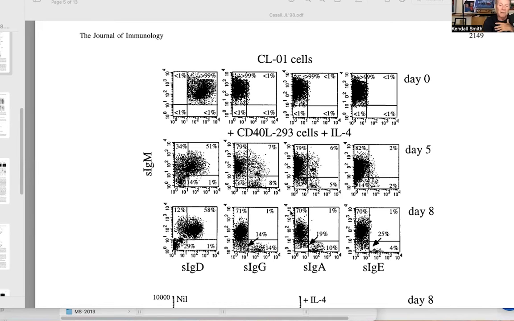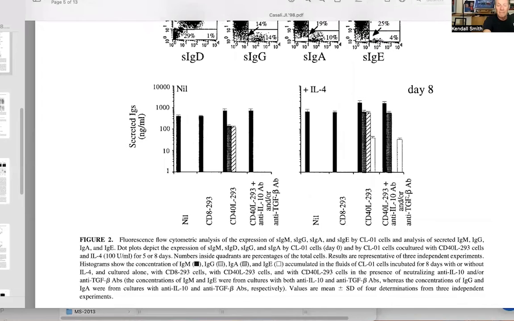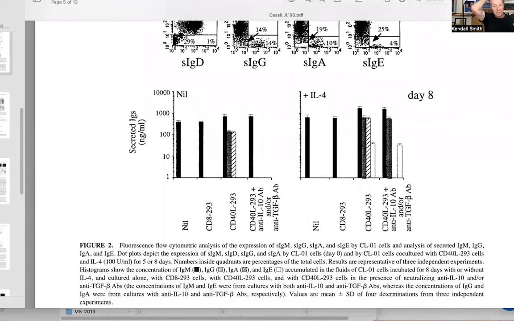That's day 5. And on day 8, you even get more of about the same of IgD, but then more IgG positive, IgA positive, and IgM negative cells. So that's that. And then on the lower panel here is actual secretion into the supernatant of the different immunoglobulins.